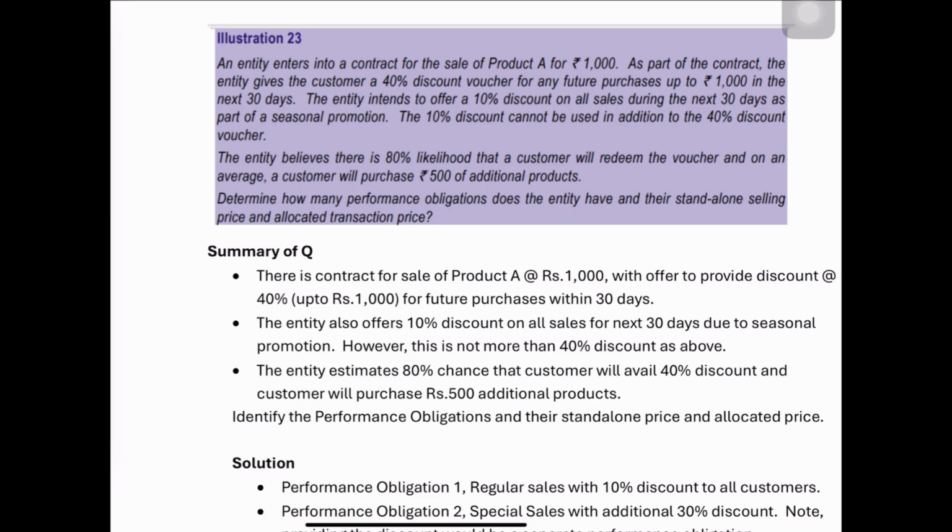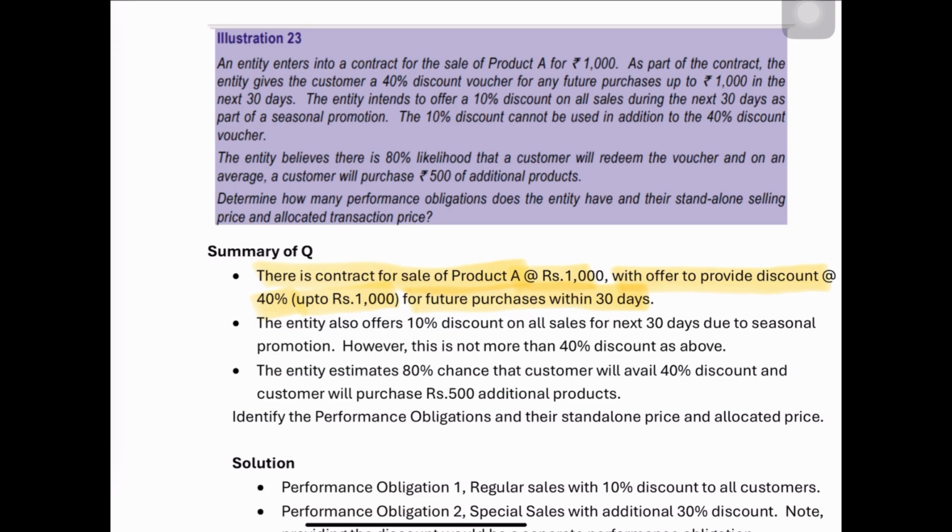The summary of this illustration is that there is a contract for sale of product A at rupees 1000 with an offer to provide an additional discount up to 40%, restricted up to rupees 1000, for any future purchase within 30 days. So the product sale value is 1000 rupees and there will be a discount of 40% restricted to 1000 rupees if there is a repeated order within 30 days.